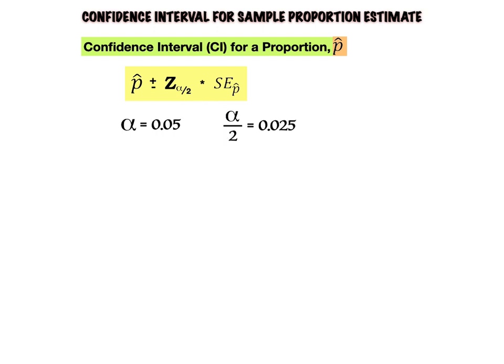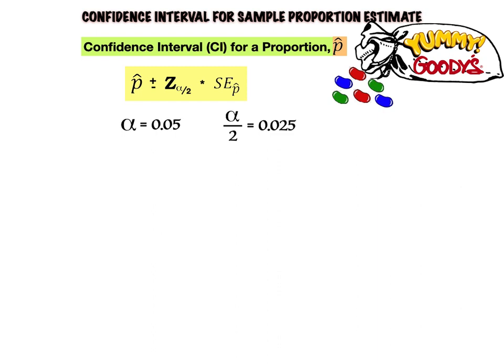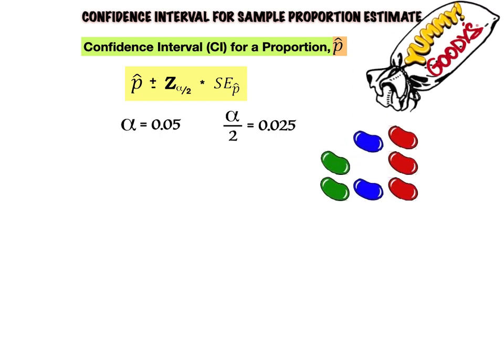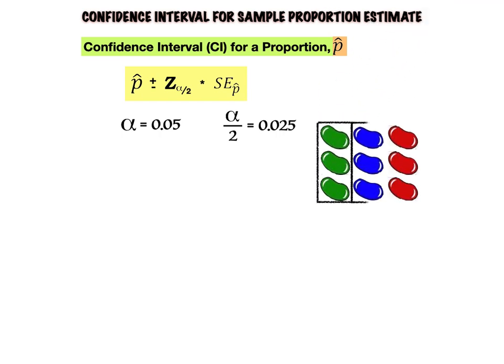Let's work out an example with jelly beans. Assume we want to determine whether a bag of colored jelly beans has 1/3 made up of green jelly beans. So let's dump out a sample and sort it. Looks like we have 3 beans, each of green, blue, and red. We can determine the proportion of the beans being green by taking the number green, x of 3, and dividing by the sample size, n of 9. We get a rounded value of 0.333 for our estimate.